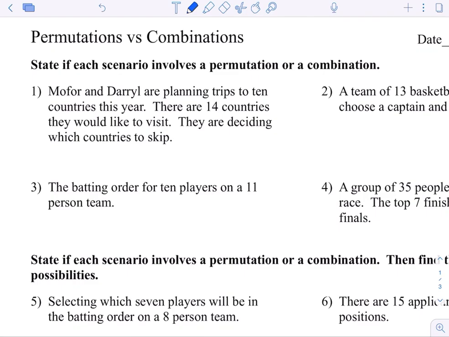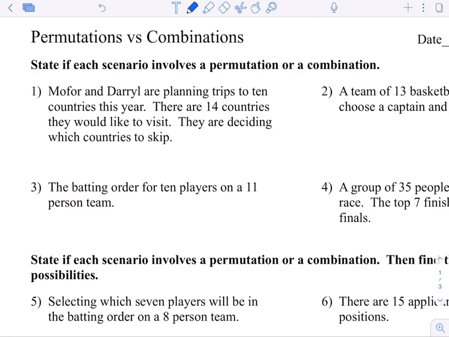Permutation and combinations, part 2. State if each scenario involves a permutation or a combination. Mofor and Daryl are planning trips to 10 countries this year. There are 14 countries they would like to visit. They are deciding which countries to skip.